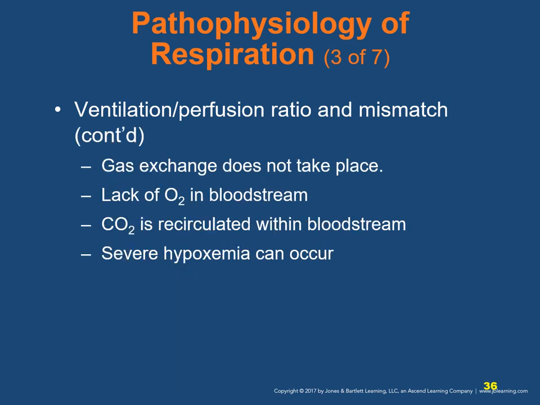When ventilation is compromised but perfusion continues, blood passes over some alveolar membranes without gas exchange taking place. This results in a lack of oxygen diffusing across the membrane and into blood circulation. Carbon dioxide is not able to diffuse across the membrane and into the lungs and is instead recirculated within the bloodstream, which can lead to severe hypoxemia. Similar problems can occur when perfusion across the alveolar membrane is disrupted.